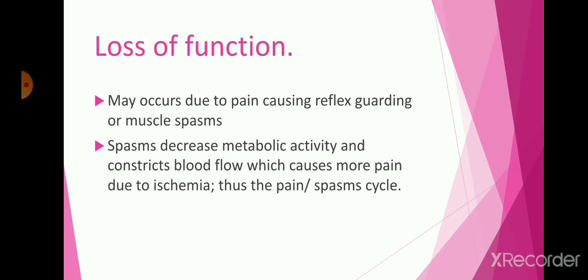So the last sign of inflammation is loss of function. It may occur due to pain causing reflex guarding or muscle spasms. Basically, due to the pain, the tendency to move the organ is reduced, and these spasms decrease the metabolic activity and constrict the blood flow, which causes more pain due to ischemia, and thus the pain and spasm cycle. We know that due to the pain we mostly cannot use the injured organ.